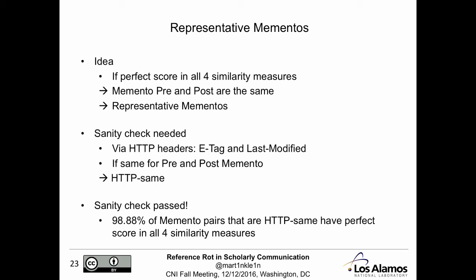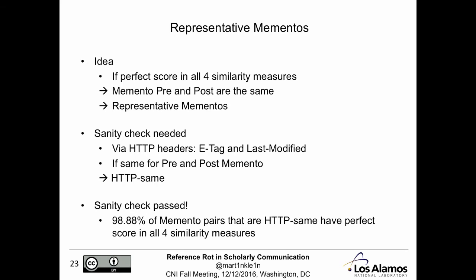The vast majority of memento pre and post pairs that are according to HTTP the same indeed score the perfect score throughout our four similarity measures, and hence we're really content with the idea of using that very strict rule of perfect scores throughout the board, right?